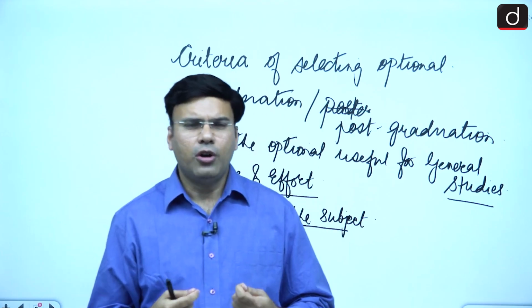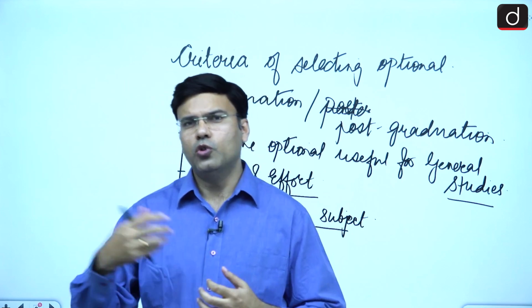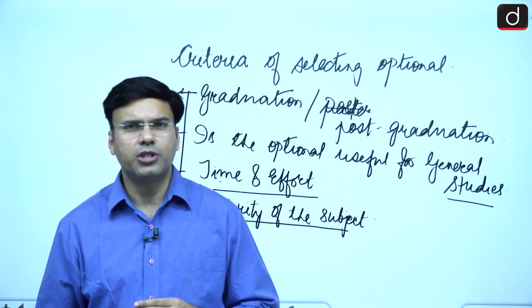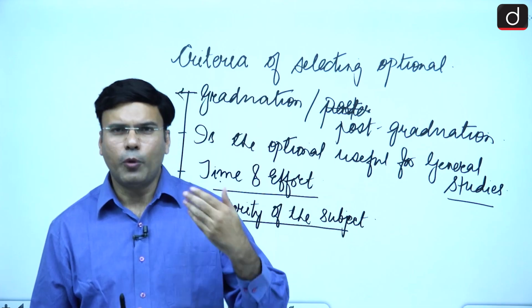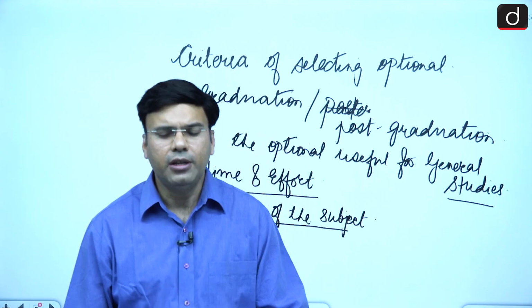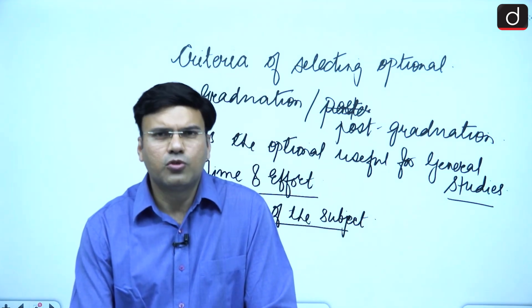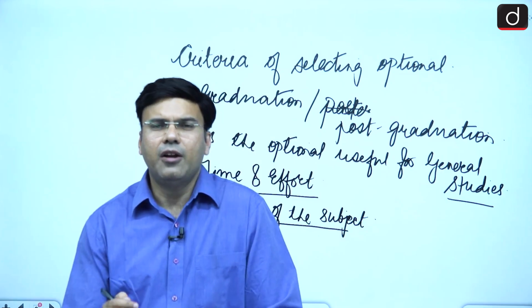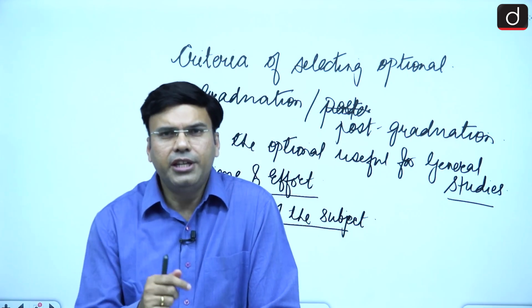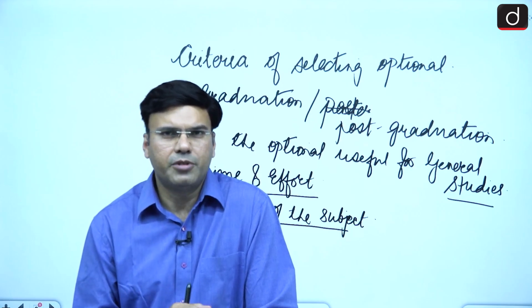And more often than not, because PSIR and its syllabus has a huge overlap with your general studies portion, even if you are not opting for PSIR, students tend to read so many issues, so many subjects, so many areas that are part of the reading in the Political Science and International Relations syllabus of the optional subject.